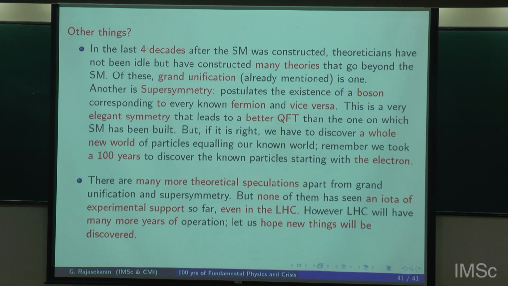But if supersymmetry is right, we have to discover a whole new world of particles equaling our known world, corresponding to every fermion, a boson, corresponding to every boson, a fermion. Remember, we took more than 100 years to discover all the known particles starting from electrons. So patience is needed in order to discover supersymmetry.